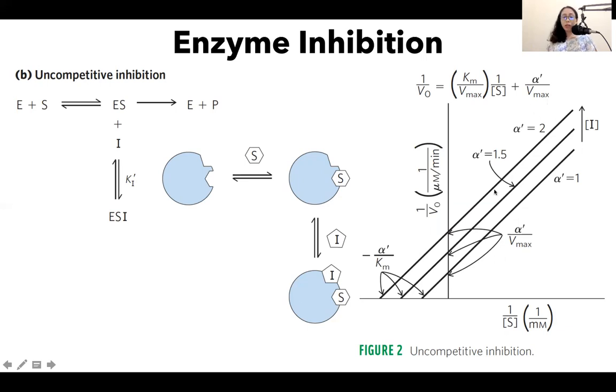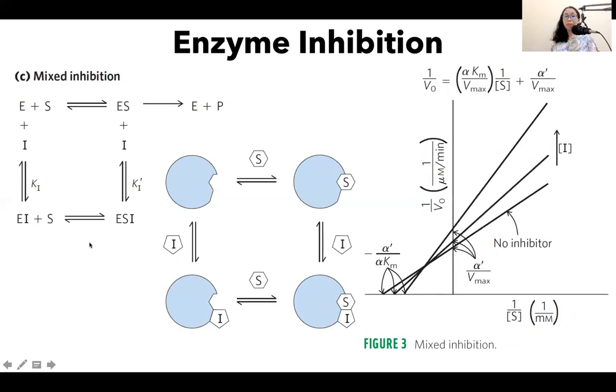If you compare the Lineweaver-Burk equation without inhibitor and with inhibitor, you will see that the slopes are the same, but you have a different y-intercept. So the consequence is you get a new value of Vmax and a new value for the Michaelis-Menten constant.